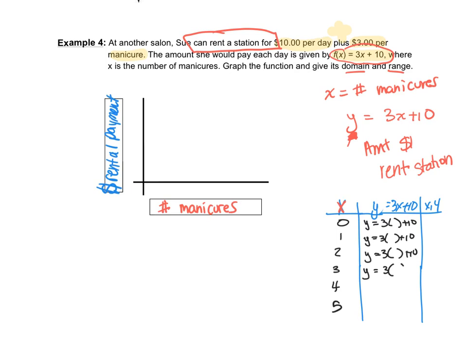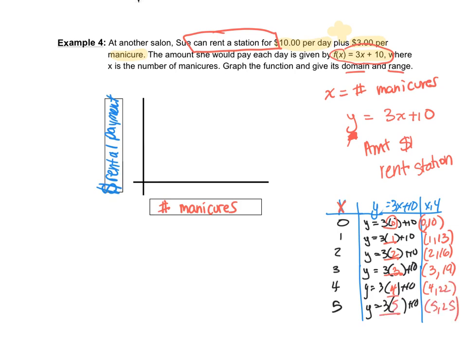Now at this point, we plug in all our values. 0 plus 10 is 10, so 0, 10 is 1 point. 1 times 3 is 3 plus 10 is 13. 3 times 2 is 6 plus 10 is 16. 9 plus 10 is 19. 12 plus 10, 22. 15 plus 10 is 25. Now I have my points, and I'm going to graph the points.